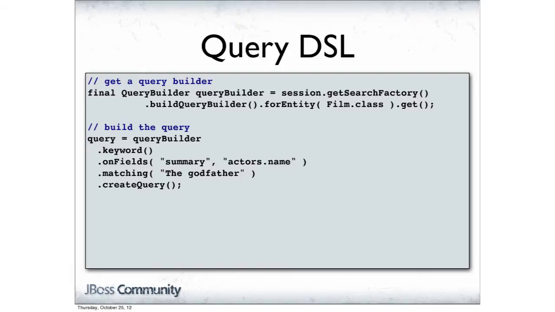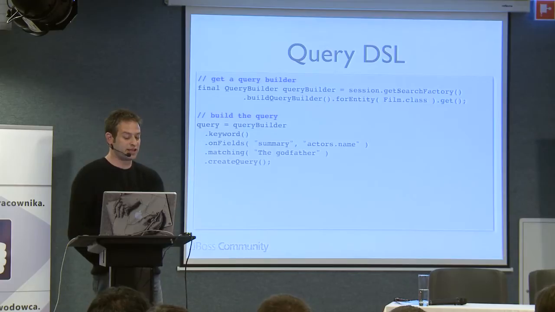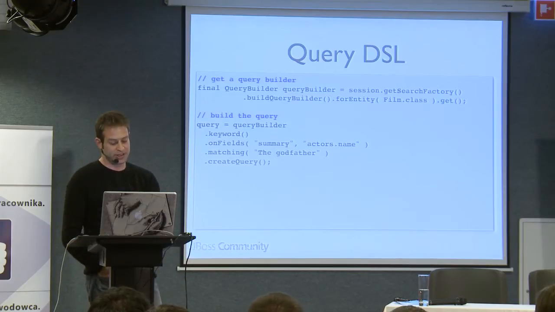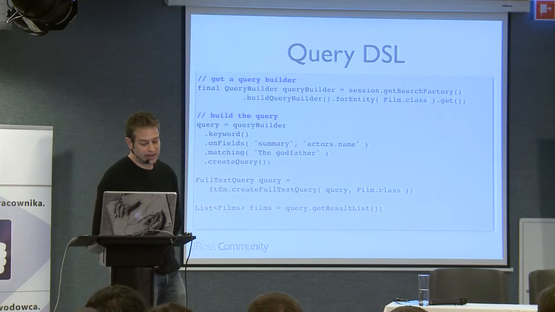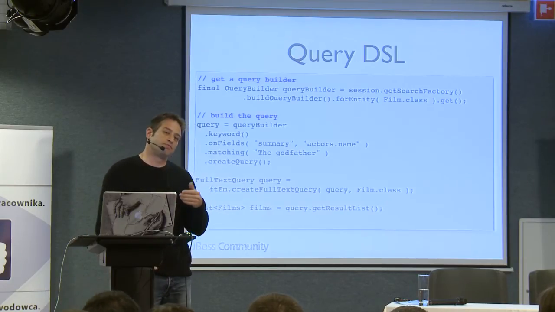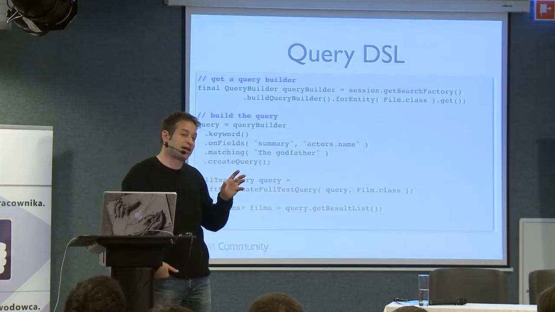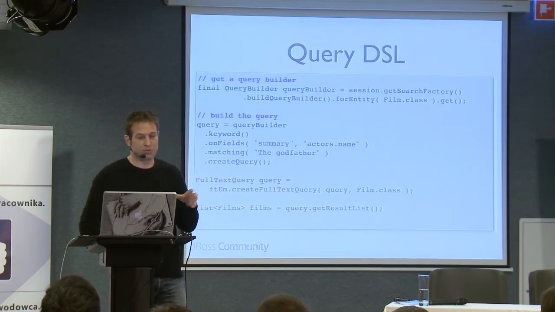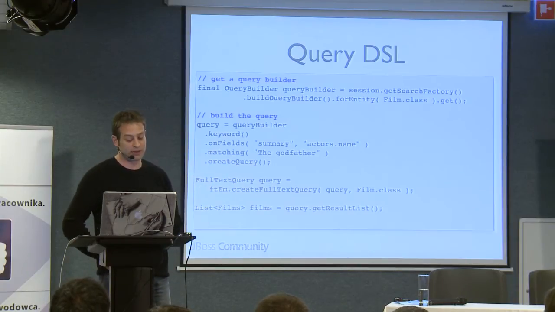And that's where index embedded comes in. Actors.name is a concatenation of the property path. And matching, my search term is the godfather. Then I say create query, which returns a Lucene query. Using this Lucene query, I can create what we call a fulltext query. That's now a Hibernate class, which is a subclass of a Hibernate query, which means you now have the full API of Hibernate. Now we are getting back into the Hibernate world.